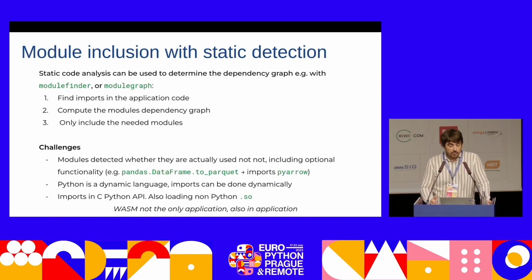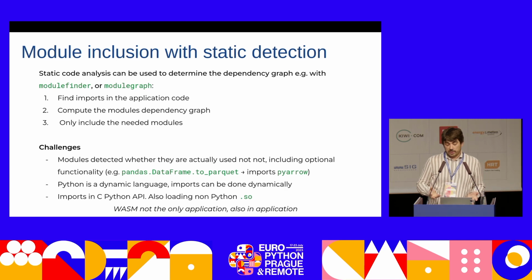And then you can do different things, such as trying to remove the modules that are not necessary. If you have a given application that you want to optimize, you just remove the modules. For instance, for dependency parsing of modules, you have the standard library's ModuleFinder, which essentially finds imports in your application code, computes the dependency graph, and then you could only include those.